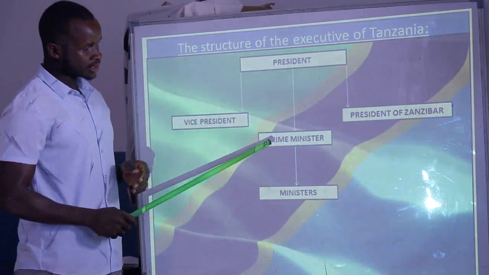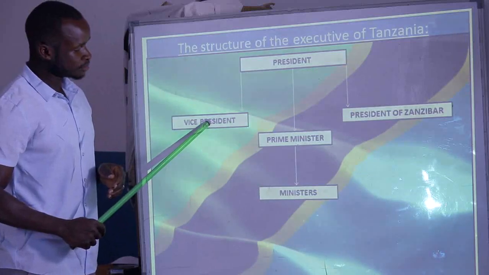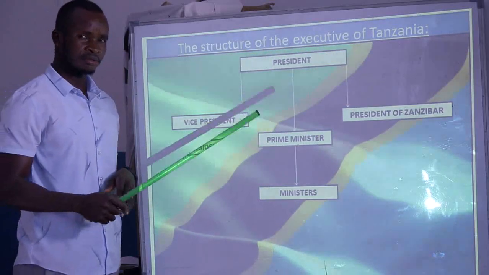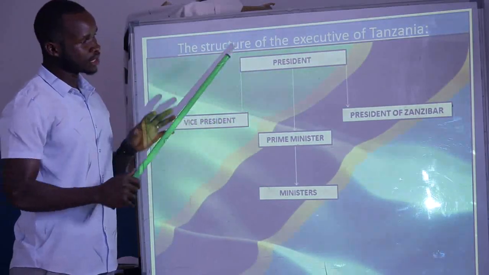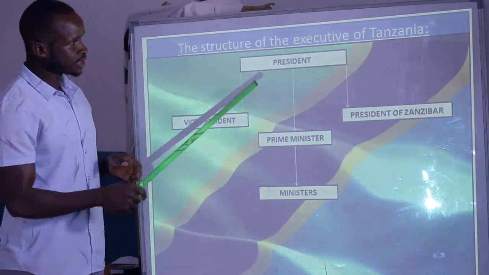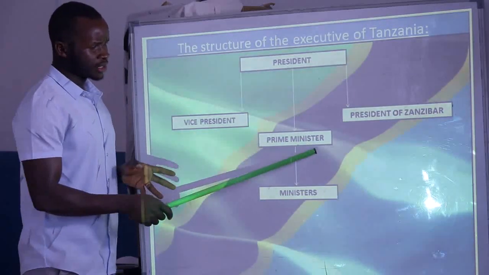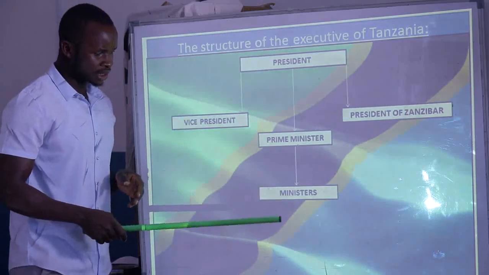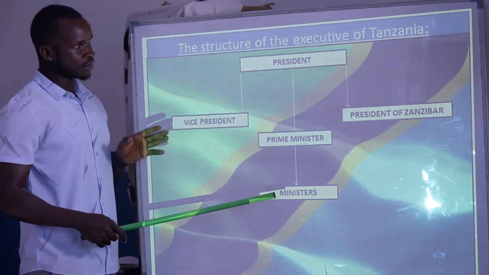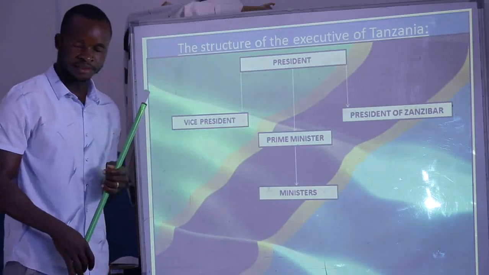Under these two leaders, there is the prime minister, then there are ministers. Remember, this vice president is of the United Republic of Tanzania, the whole of this territory. The president is also for the whole United Republic of Tanzania. The president of Zanzibar is also in this executive, though he deals with matters that do not concern the Union. Then the prime minister is also there for the whole of the United Republic of Tanzania. Then there are ministers. Please, class 6, this is the structure of the executive, the leaders found in this highest administrative organ of the state.